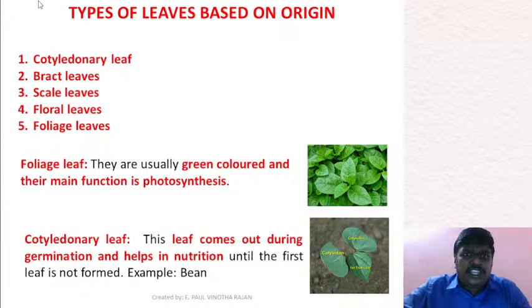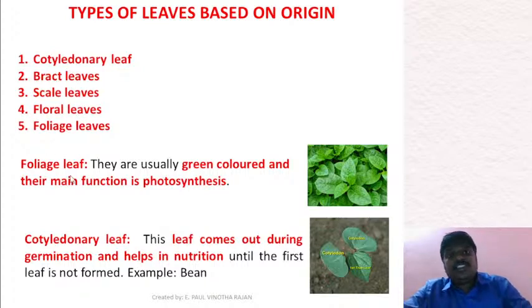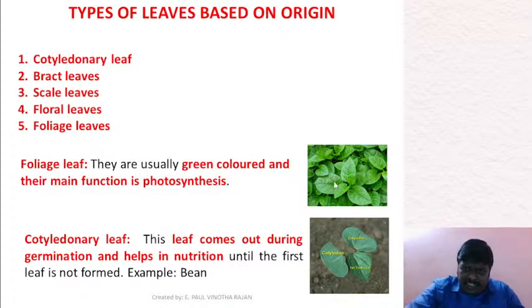The types of leaves based on origin. One is cotyledonary leaf, bracts leaf, foliage leaf, scale leaf. These are all different types of leaves based on their origin. The foliage leaf, you can see that green color leaves here. The green color leaf which are involved in photosynthesis, they are called as foliage leaves.